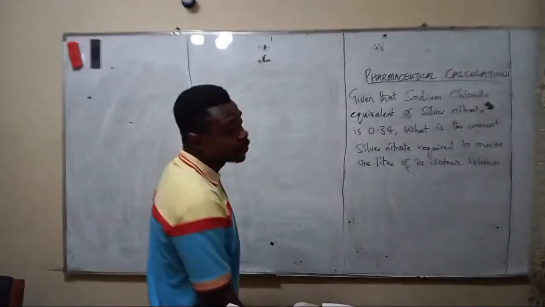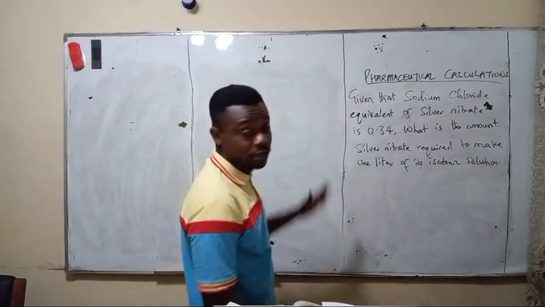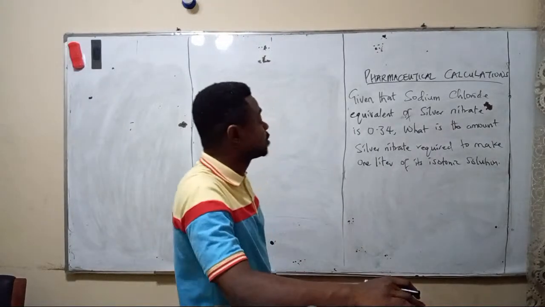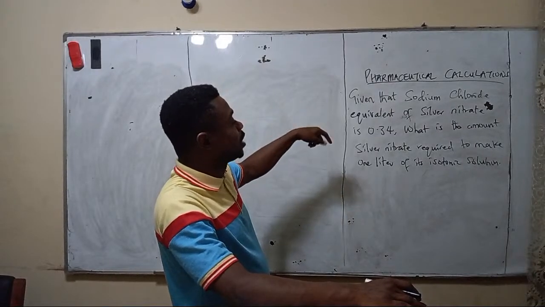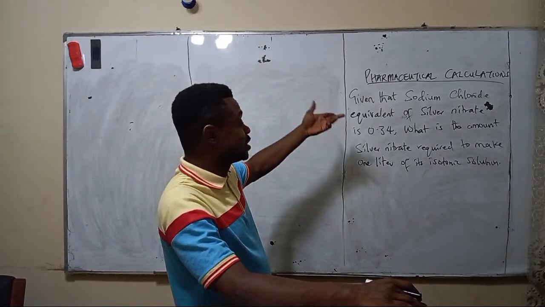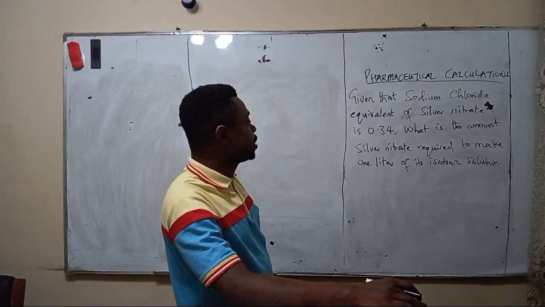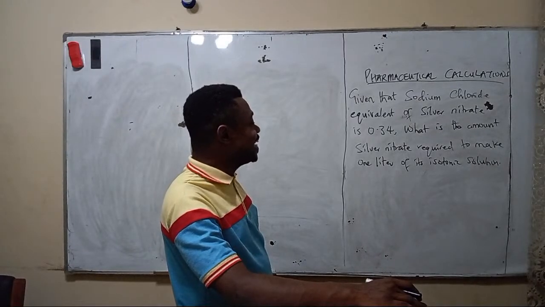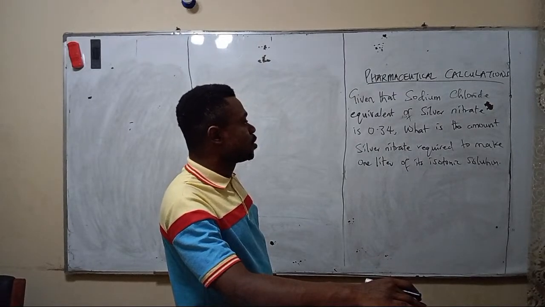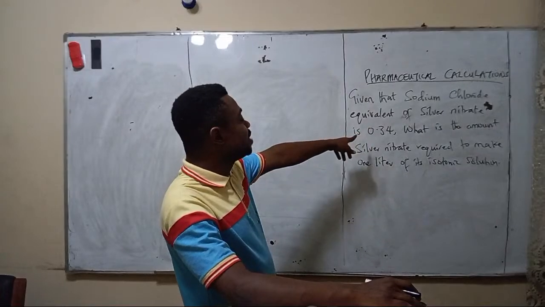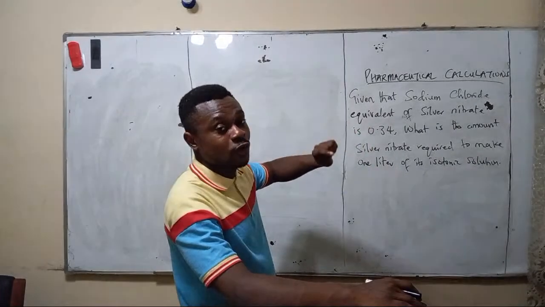So to solve this question, see what we need to do. The question is simple. In fact, that is the simplest question for today. Given that the sodium chloride equivalent of silver nitrate, the E value, is 0.34, what is the amount of silver nitrate required to make 1 liter of its isotonic solution?